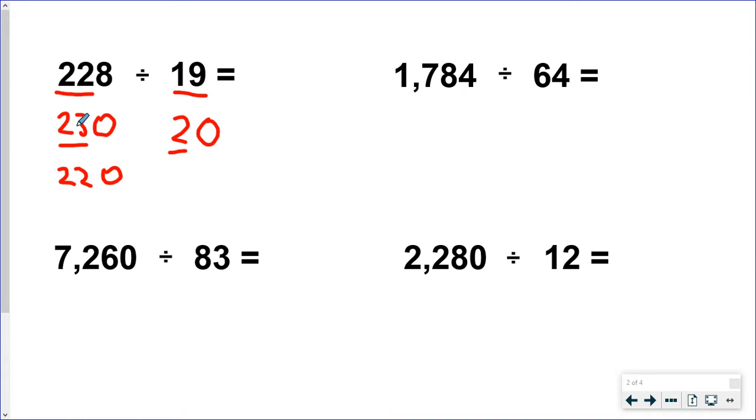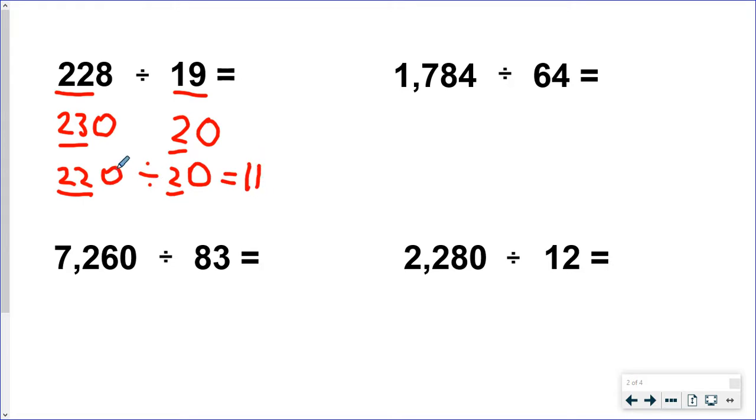So if I decide to round that to 220, now I just do my normal division, where I take 220 and divide that by 20. I do what I just did a minute ago: ignore the zeros, and ask how many times can 2 go into 22? Well, I know that 2 times 10 is 20, and 2 times 11 is actually 22. So this answer is going to be 11.